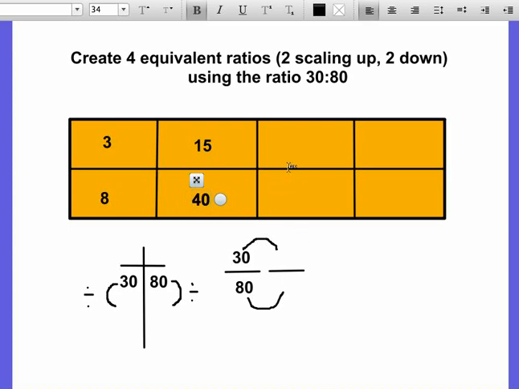If we want to do scaling up, we could multiply both of those by 2, or whatever number we want to. So it would be 60 to 160. We could multiply them each by 10 or 5 or 100. We'll make it simple and make it 300 to 800. So altogether this is not a very difficult concept.